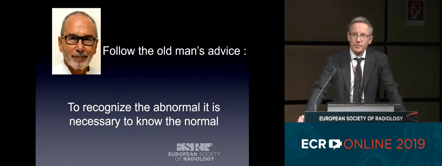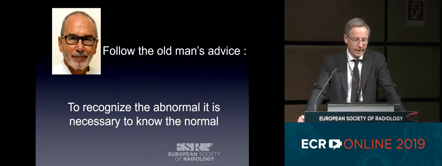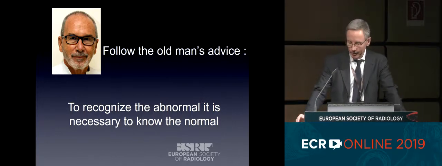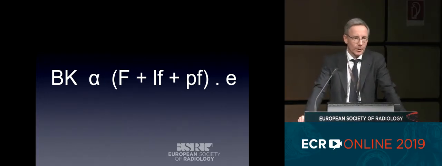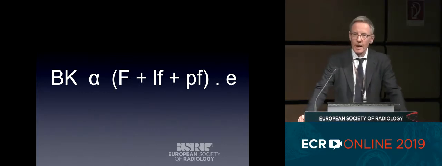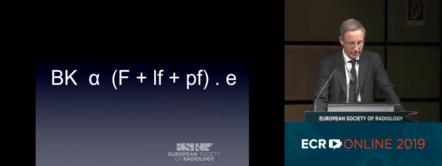Here I'd like to mention, when I talk about the chest x-ray, how indebted I am to Jose Caceres. He taught me how to teach about the chest x-ray. He gives lots of advice, and one of his key advices is that to recognize the abnormal, it is necessary to know the normal. That's why we're starting with the normal chest radiograph. He also taught us this formula, that our basic knowledge of any radiological examination, particularly of the chest x-ray, when we're looking at plain films, is based on the frontal view, a lateral view, and very importantly, on using previous films if available. And the more experience you have, the more practice you get at reading chest x-rays, the better you will become.